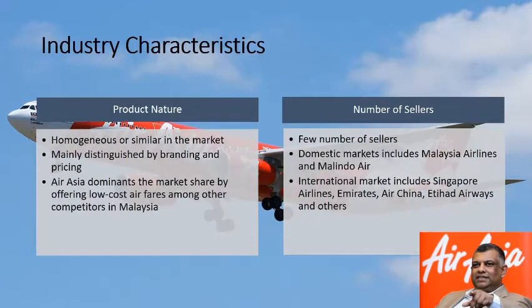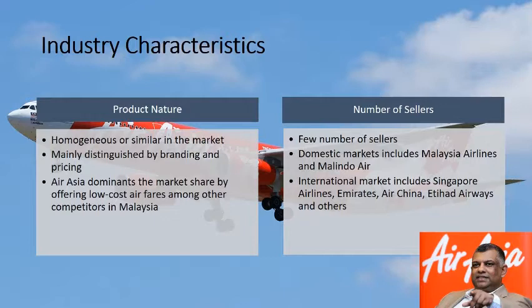Firstly, based on the product nature. In the airline industry, the products are homogeneous or similar in the market, where the firms offer relatively similar services to the consumers. For Air Asia, they are mainly distinguished by their branding and pricing. Air Asia also dominates the market share by offering low-cost fares among other competitors in Malaysia.